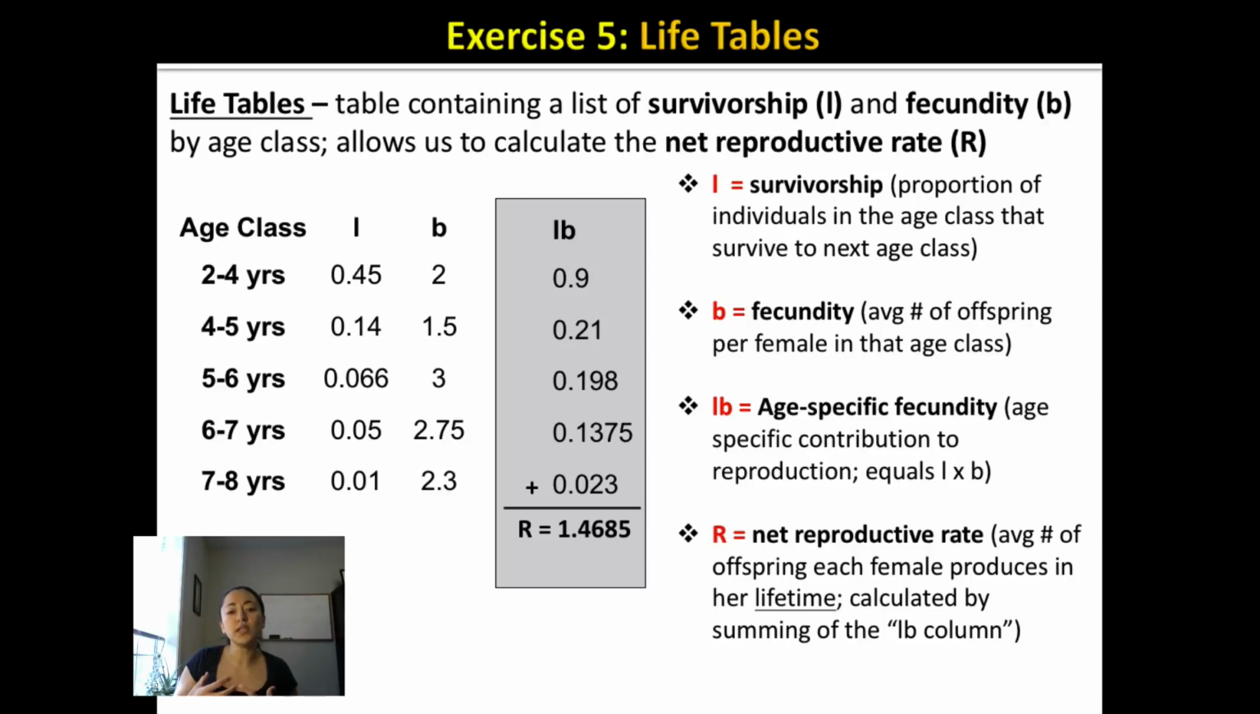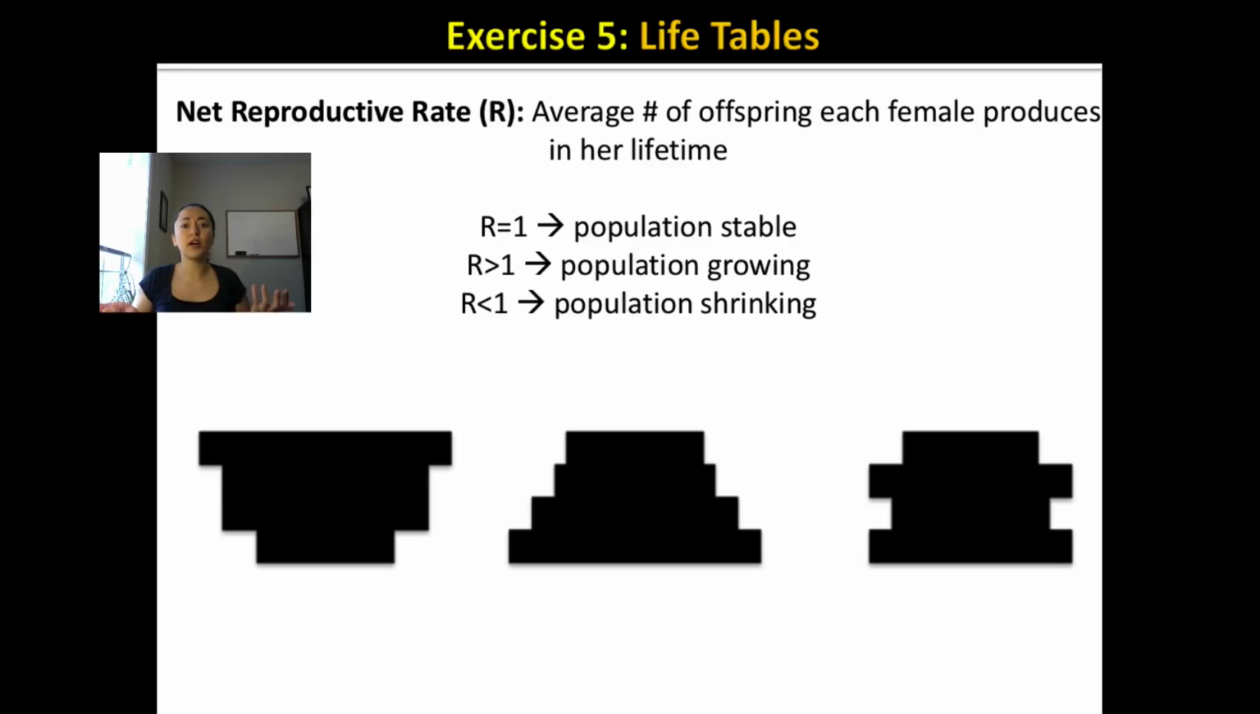And we can use this number to then tell whether a population is growing or not. If R equals 1, the population is stable, because that means each female is just replacing herself. If R is greater than 1, that means the population is growing. So that means a female is not only replacing herself, she's actually adding on more individuals to the population. If R is less than 1, that means in a female's lifetime, she's not even on average replacing herself, so that population would be shrinking over time.